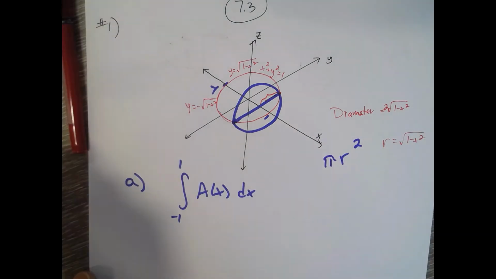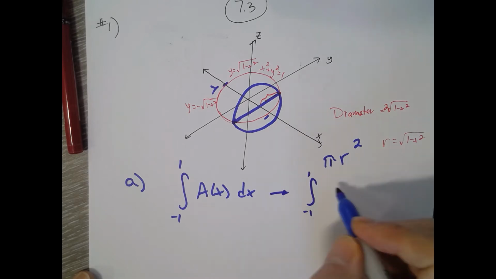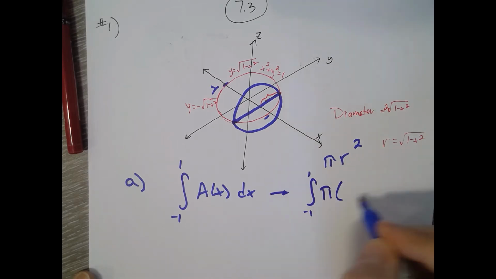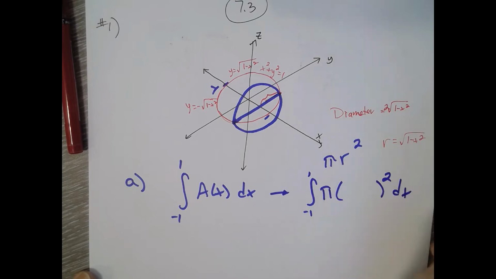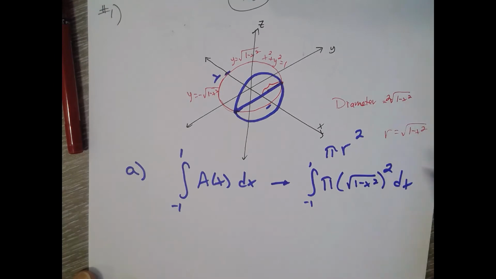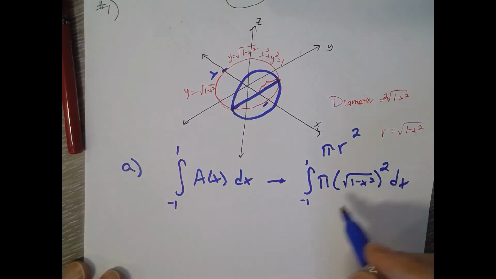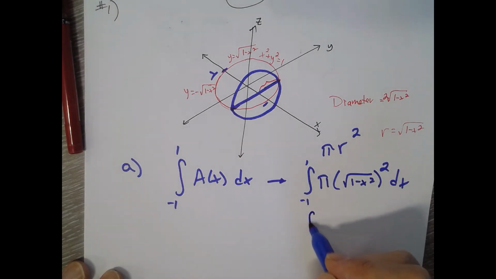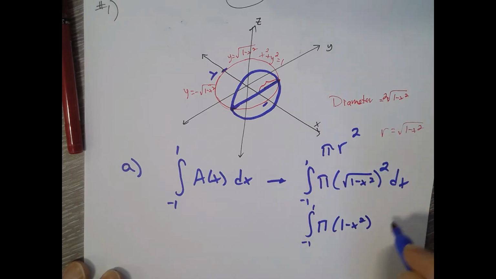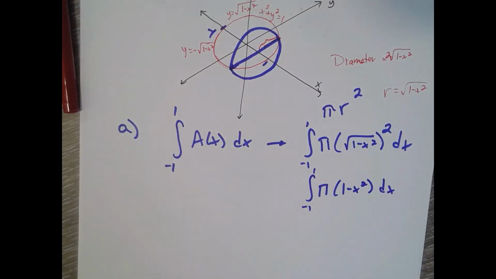So our integral is from -1 to 1 of pi r squared dx, where our radius is the square root of 1 minus x squared. Well, so that's the hard part, setting up the integral. The square root and the squared disappear, so then we just integrate from -1 to 1 pi times 1 minus x squared dx, and so on. Okay, that's enough for part A. I'm going to pause it here.